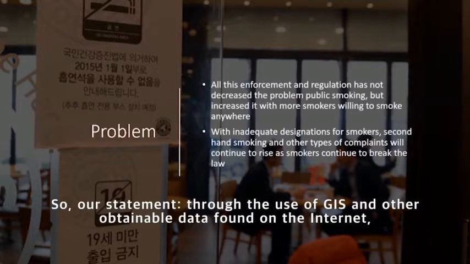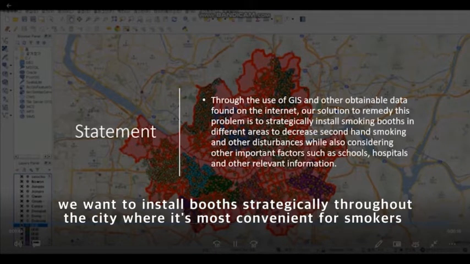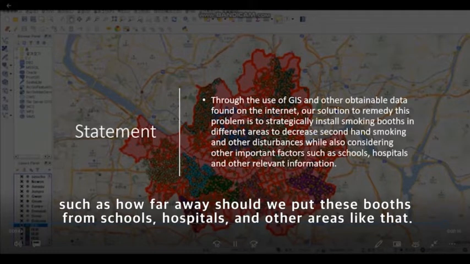So our statement: use GIS and other obtainable data found on the internet. We want to install booths strategically throughout the city where it's most convenient for smokers to go and smoke, and also not harm the health of other people at the same time. We consider important factors such as how far away we should put these booths from schools, hospitals, and other areas like that.